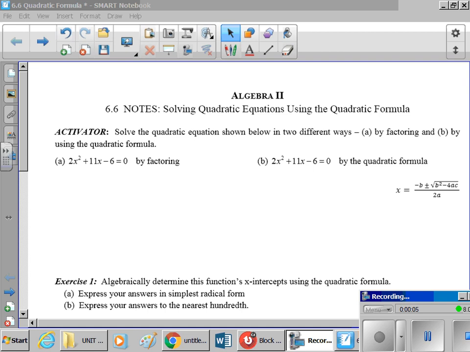Jackson. All right, so Algebra 2, 6.6, solving quadratic equations using the quadratic formula. This lesson, again, is a complete review from Algebra 1. We don't make a great big deal about it because it's an easy way to solve a quadratic. If you have trouble factoring, this is another way that you can solve it.